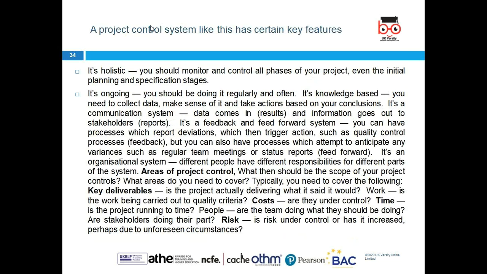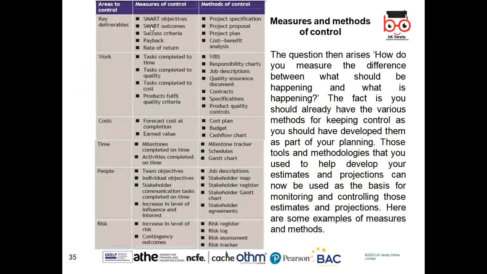Project control has a key feature: it is holistic. You should monitor and control all the phases of the project, not just the last phase where you say, oh no, you're not finished. You have to divide it up and carry on. The walls need to be complete in one month, the roof needs to be done, and the finishing needs to be done, so you can know where you are.